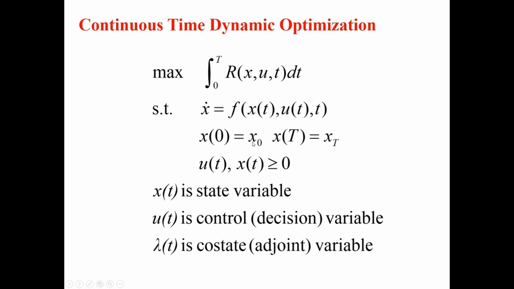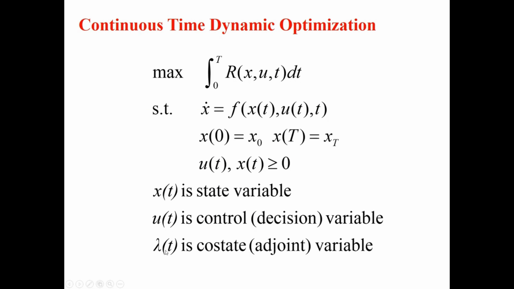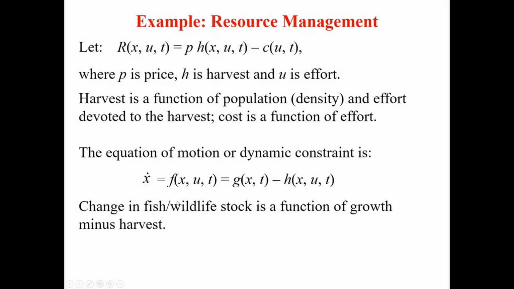We also have an initial condition that x at time 0 is x subscript 0, and that x at the terminal time T is given by x subscript big T. And of course, we want the control variable and the state variable to be positive at all times, or at least non-negative. Now, I should point out that we've talked about the state variable and the decision or control variable, but there's also a co-state or adjoint variable lambda, which will be introduced.